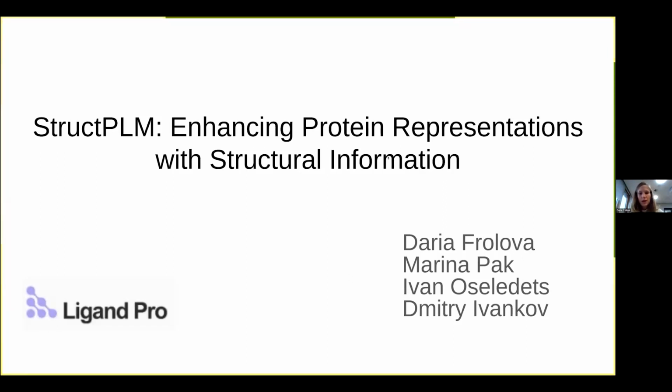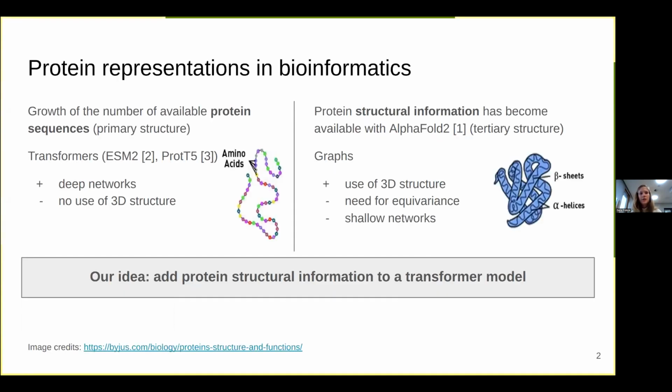Hello, I'm Daria Frolova, and I'd like to introduce our protein language model. Currently, a lot of structural information along with information about protein sequences is available because of AlphaFold.